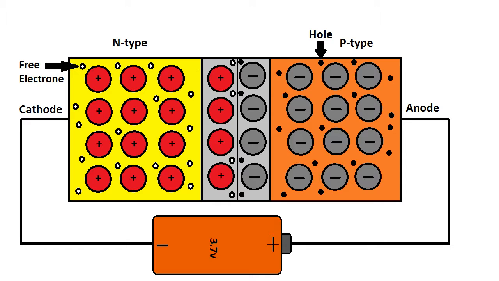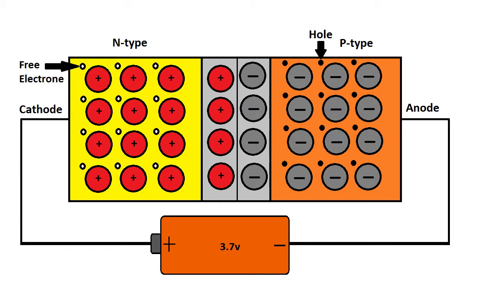Now let's connect it in the reverse direction. Now the electrons go in this direction and the holes go in this direction, so that's not possible. That's why the current cannot flow in this direction.